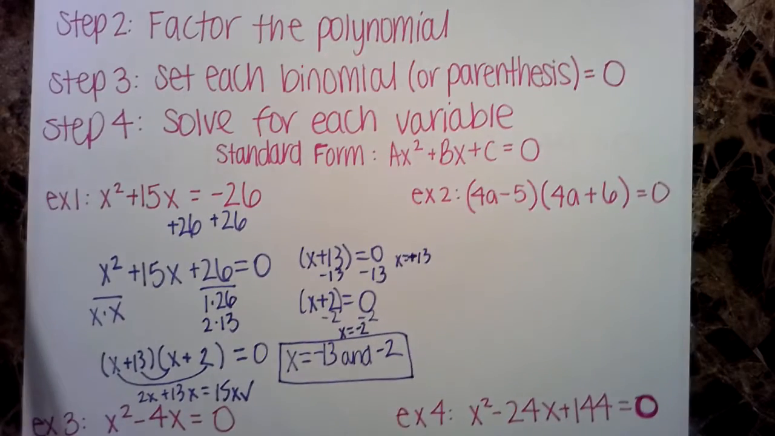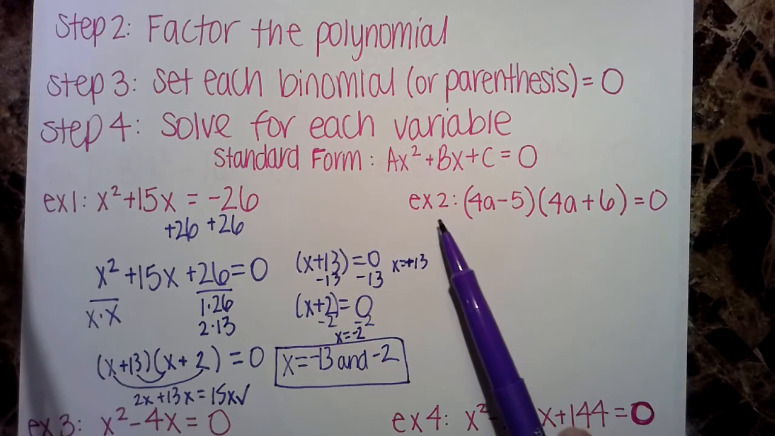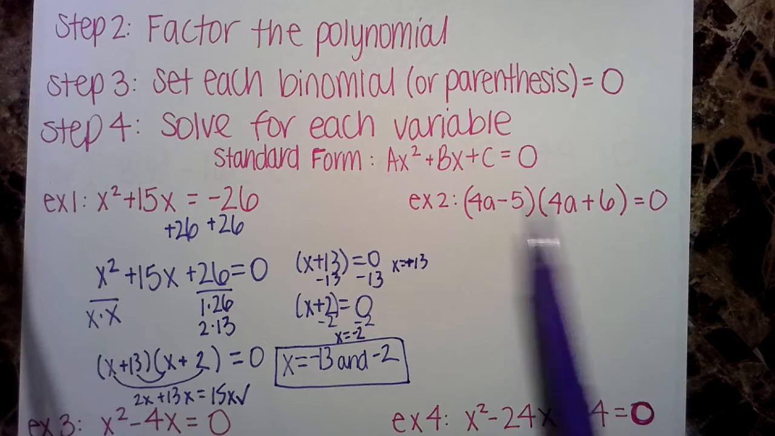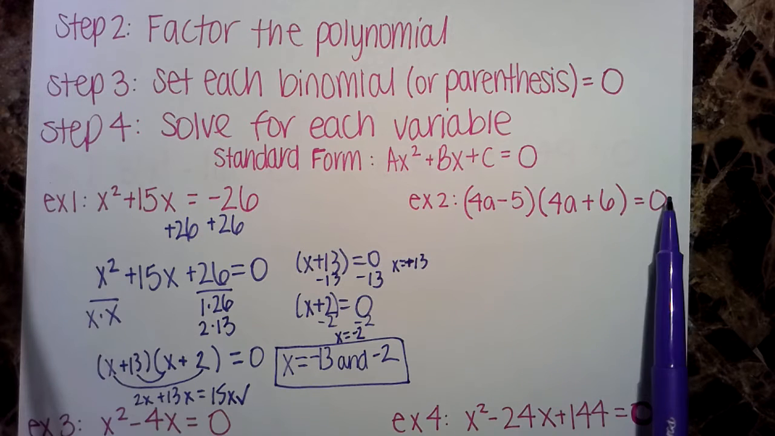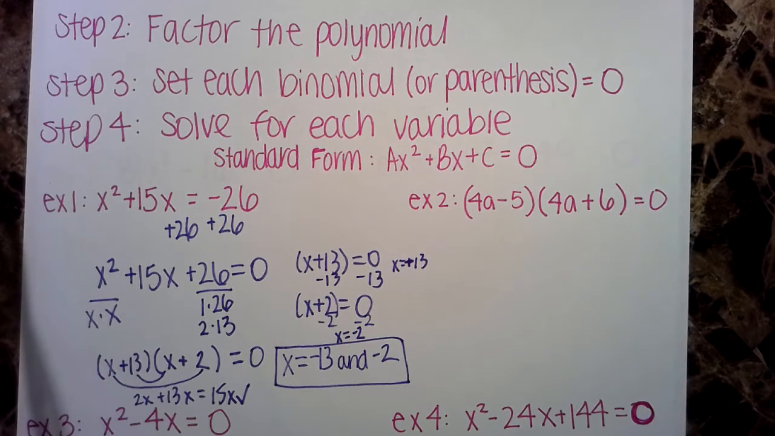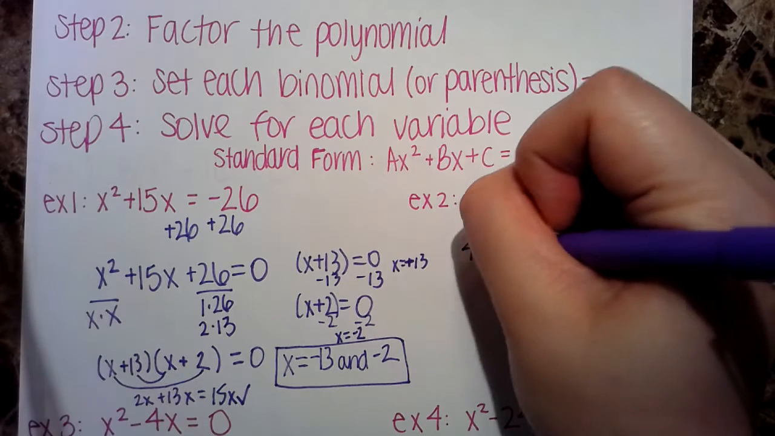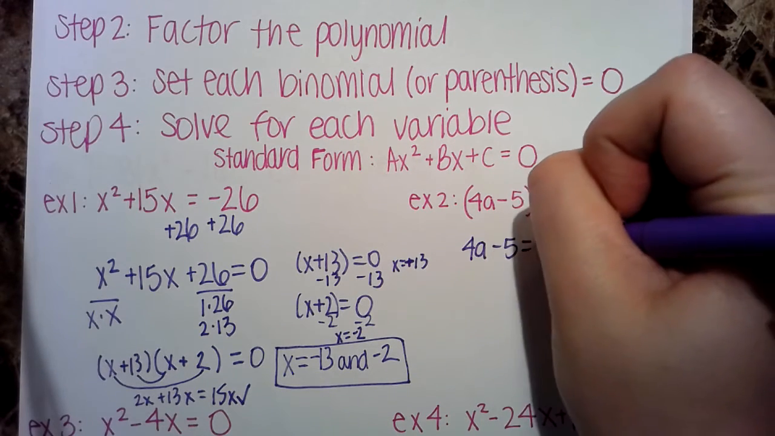Okay. Now with this one, you're going to notice that it's already set up for you. You already have your two binomials, so you can actually just set it equal to 0 and solve. You're finding your x-intercepts here, so you're finding where it's going to cross the x-axis. So what we're going to do is set each of these equal to 0.